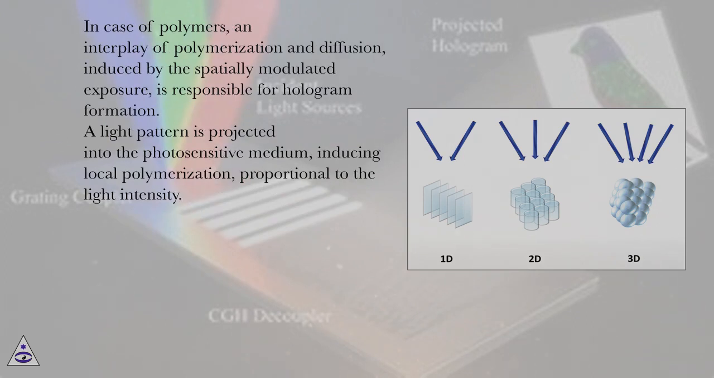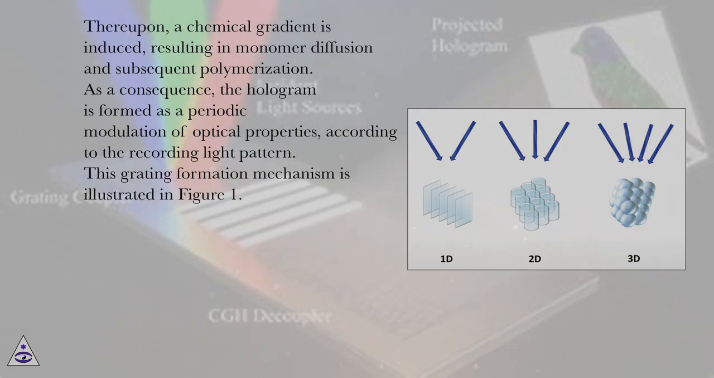In case of polymers, an interplay of polymerization and diffusion, induced by the spatially modulated exposure, is responsible for hologram formation. A light pattern is projected into the photosensitive medium, inducing local polymerization, proportional to the light intensity. Thereupon, a chemical gradient is induced, resulting in monomer diffusion and subsequent polymerization. As a consequence, the hologram is formed as a periodic modulation of optical properties, according to the recording light pattern. This grating formation mechanism is illustrated in Figure 1.